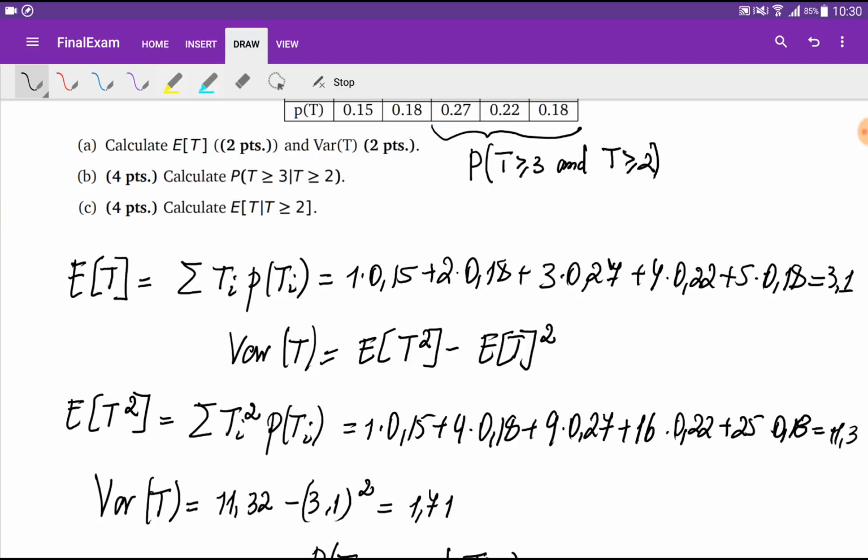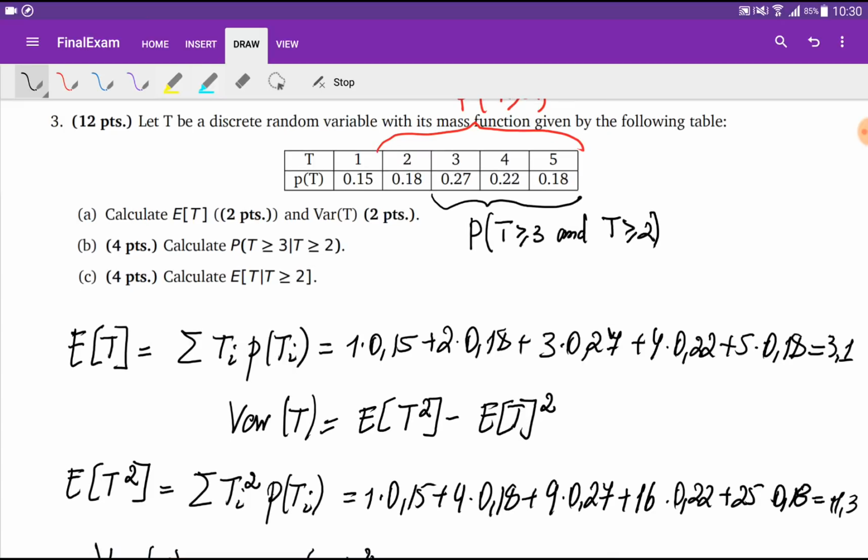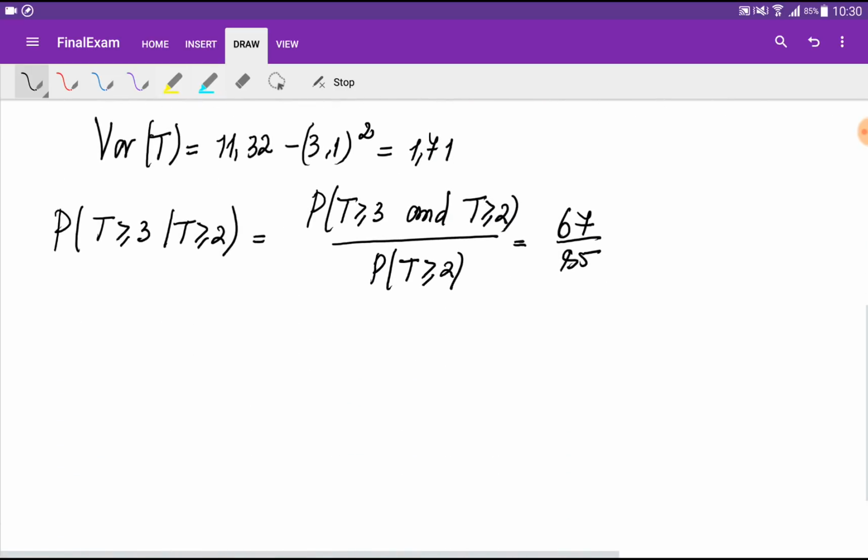So in the last part of this problem, we need to evaluate the expected value of the t given the t is more than t. So what is the average value for the t if it is already given that t is bigger than t? So in order to do this, we're going to evaluate this using the formula for the conditional expectation.